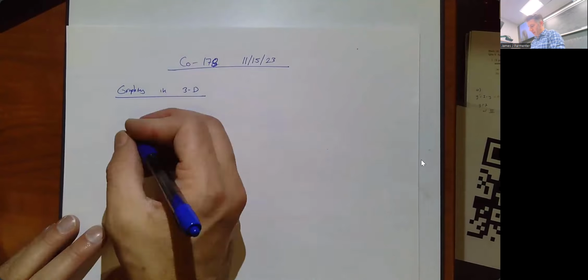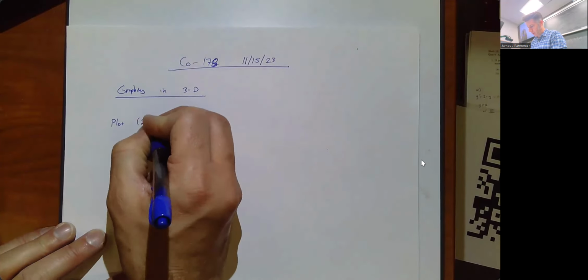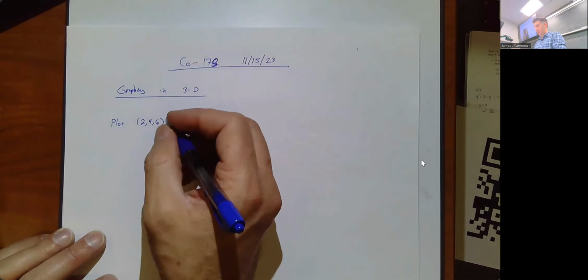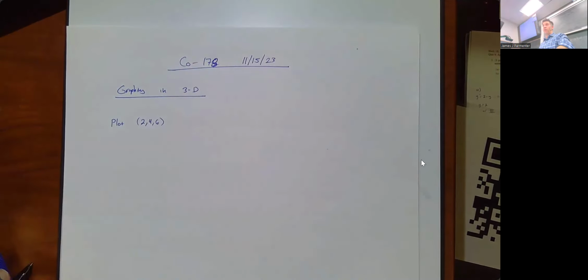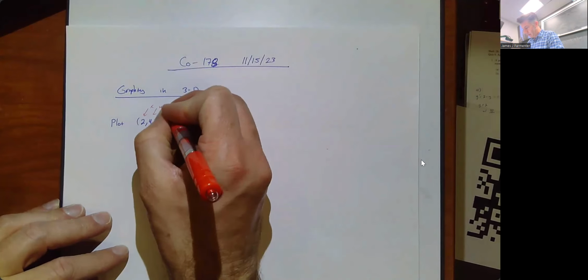So let's plot a point. Let's plot a couple points. Let's plot the point, say 2, 4, 6, which we're thinking of in the usual sort of way, but instead of X, Y, it's now an X coordinate, a Y coordinate, and a Z coordinate for that 3rd dimension.